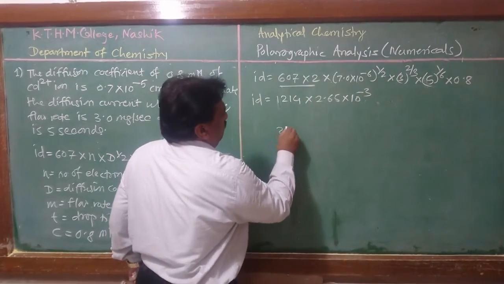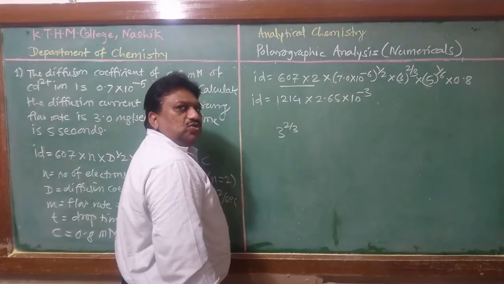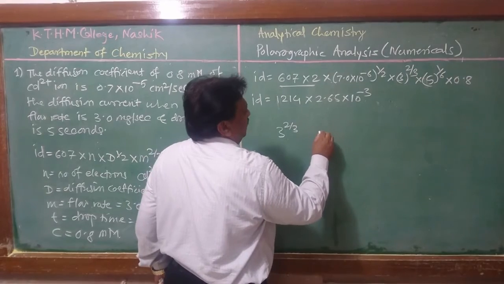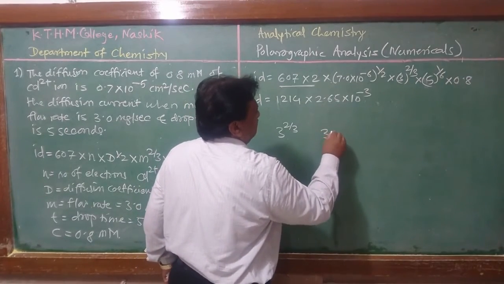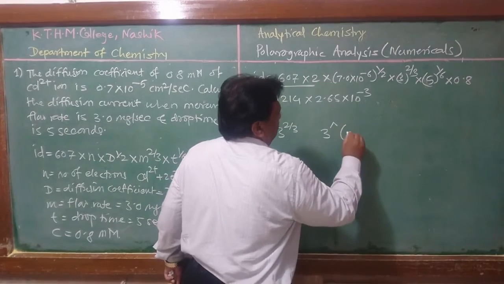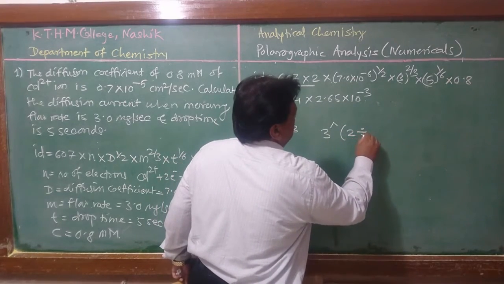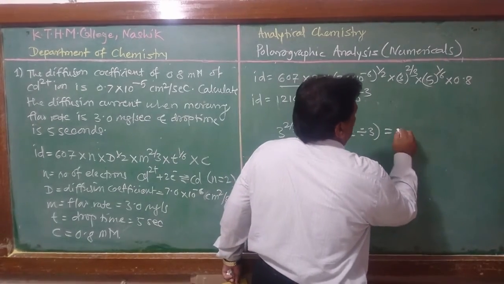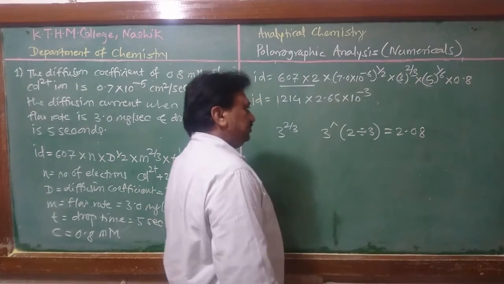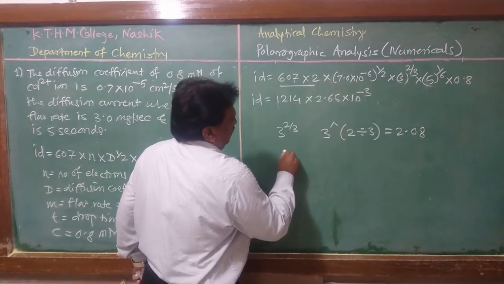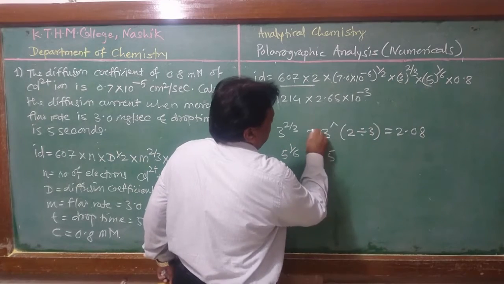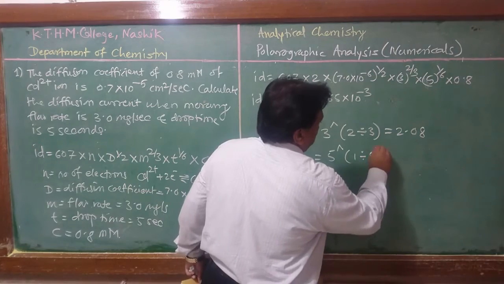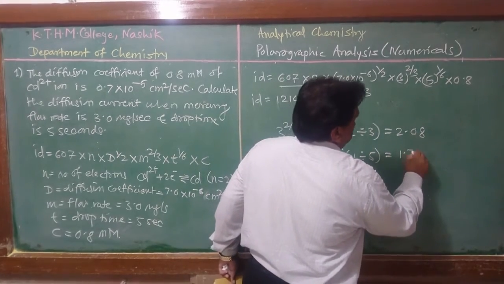Now 3 raised to 2 by 3. How to find out the value of this on a scientific calculator? You can use the function raised to, that is 3 raised to, in bracket, 2 divided by 3, equal to, and this value is equal to 2.08. Similarly here, 5 raised to 1 by 6 means 5 raised to 1 divided by 6, and this value is 1.308.